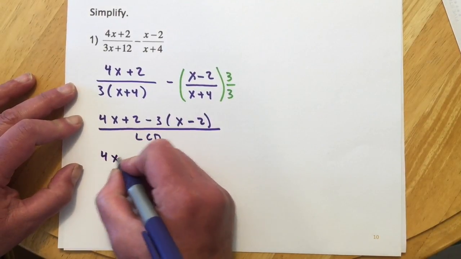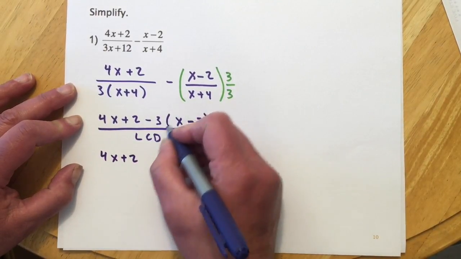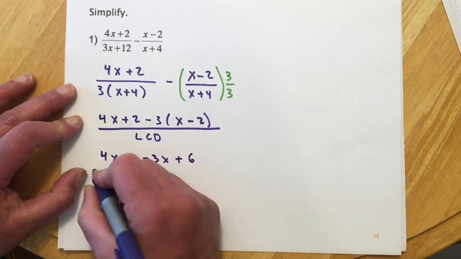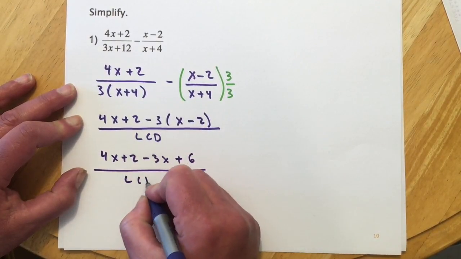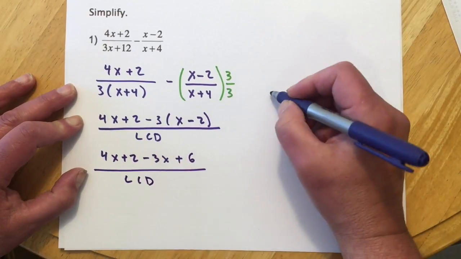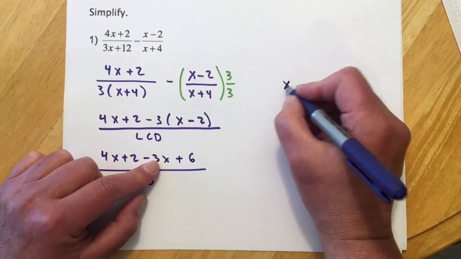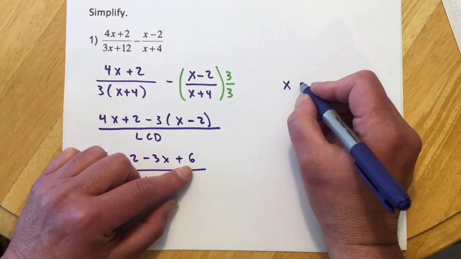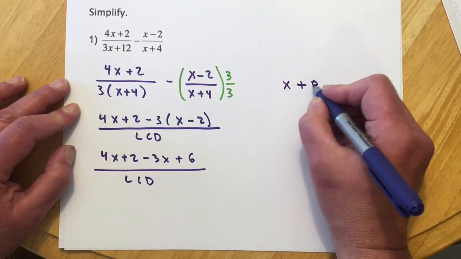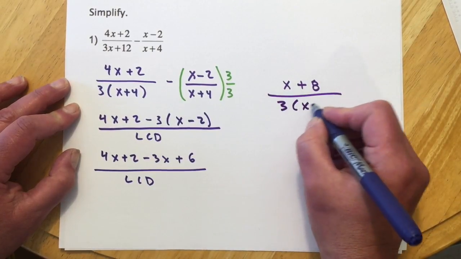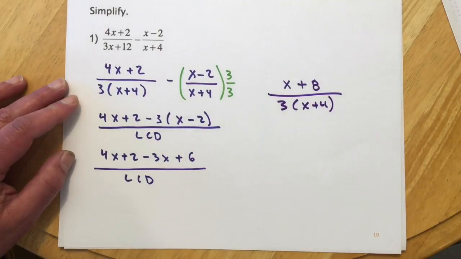So we'll do our distribute, minus 3 times x, and minus 3 times minus 2 for that plus 6 over the lowest common denominator. I'm going to sneak up here with it just so I have enough space. So 4x minus 3x is going to be x. 2 plus 6, oops, I don't think I needed much more space, is going to be 8. And my LCD was 3x plus 4.